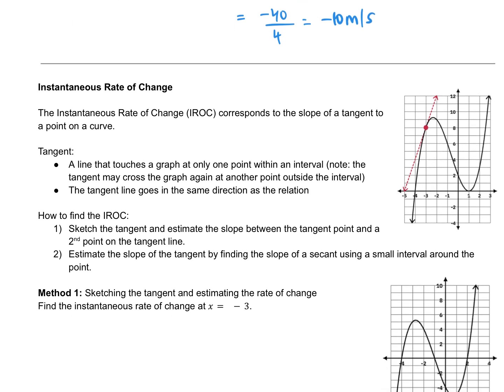Next, we have the instantaneous rate of change. The instantaneous rate of change, or the IROC, corresponds to the slope of a tangent. Now, what is a tangent? A tangent is a line that touches a graph at only one point, and when you draw that tangent line, it goes in the same direction as your relation.